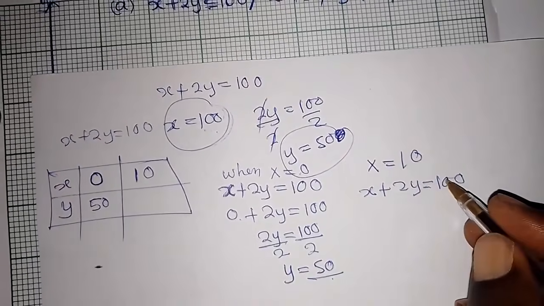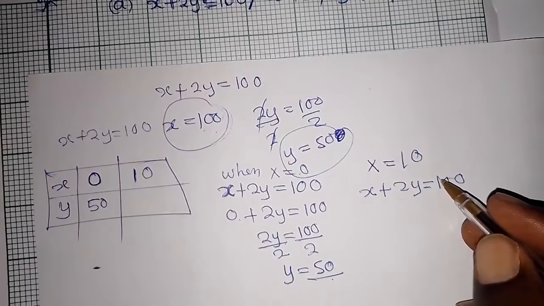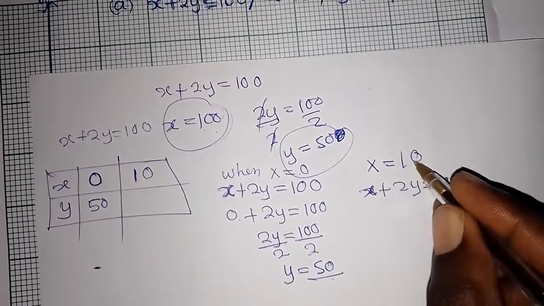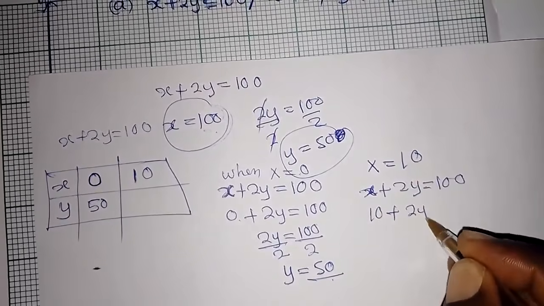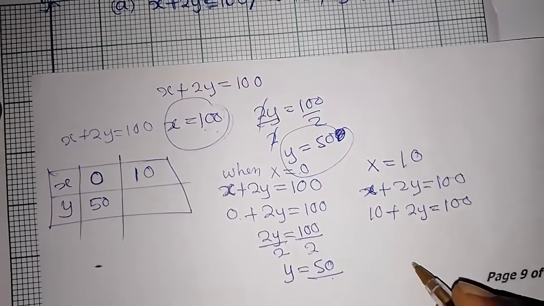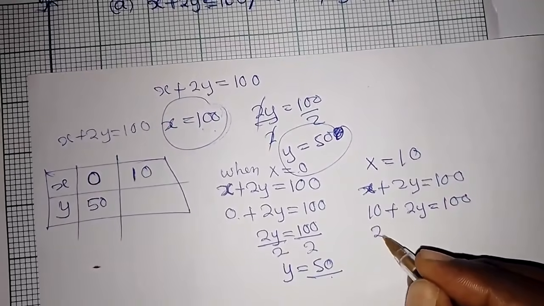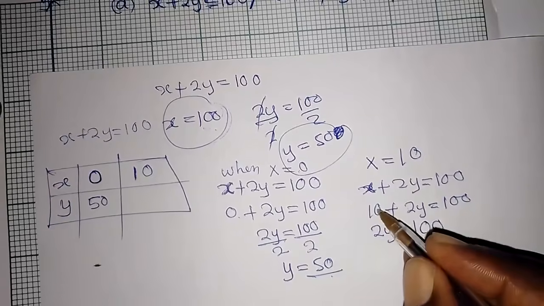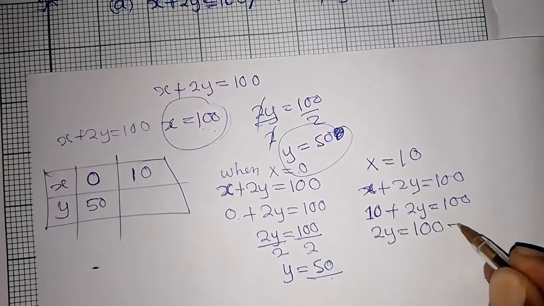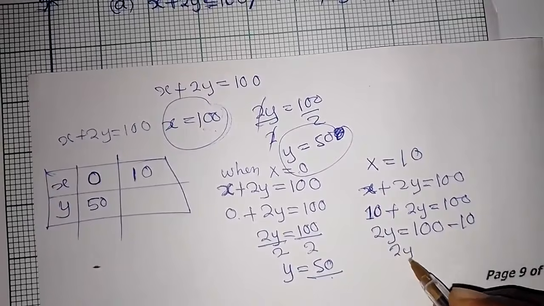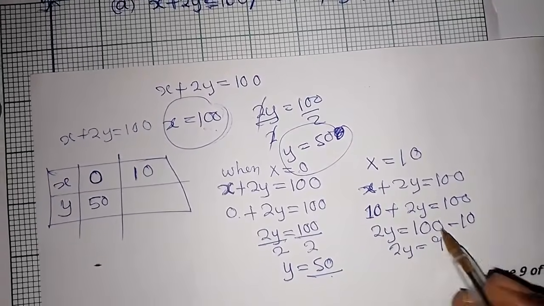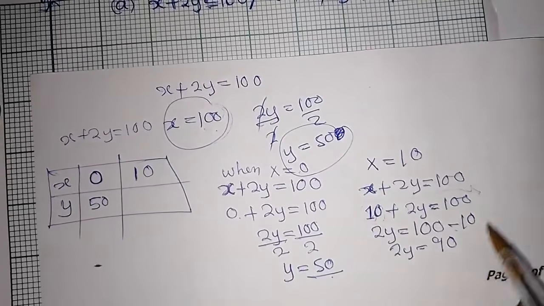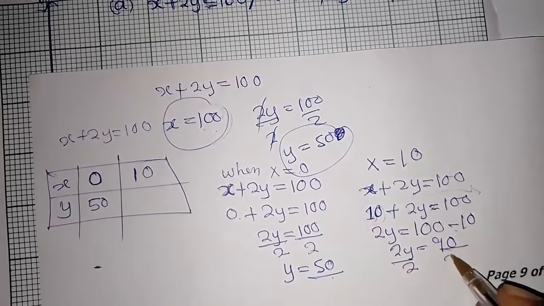With this one, what are you going to do next? From here, x is 10. So 10 plus 2y is equal to 100. Here you say 2y is equal to 100. When this one goes to this side, the sign will change. So these are equations. Minus 10. 2y is equal to 90. When a number crosses the equal to sign, the sign will change. So this is 90. You divide by 2, you divide by 2.